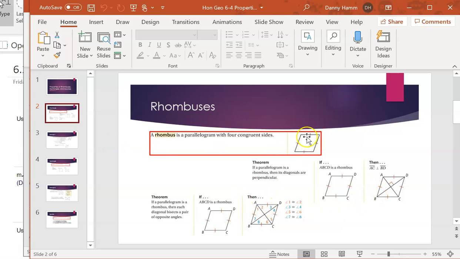So we have all equal sides in a rhombus, but separate from a square, which also has 4 right angles, this does not. Then it also has these other properties about what happens with the diagonal, and it bisects these angles. As you can see, it creates 2 equal angles here at 1 and 2, and 6 and 5, as well as 3 and 4, and 7 and 8.